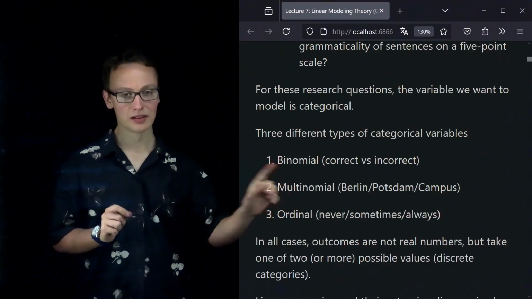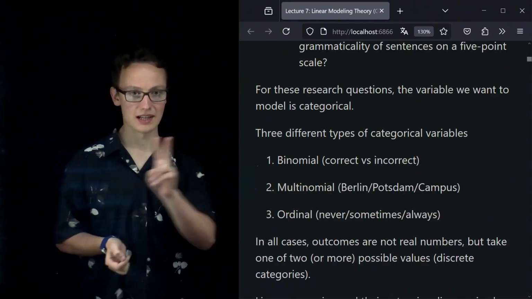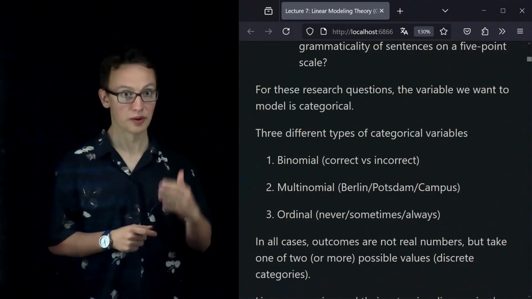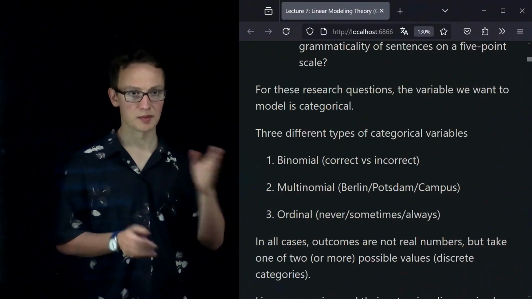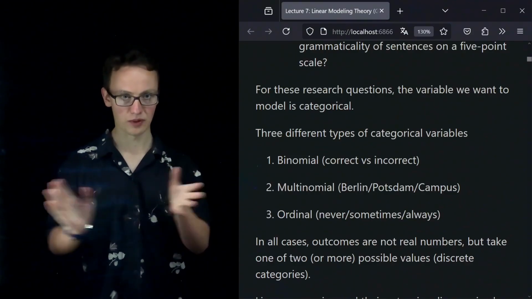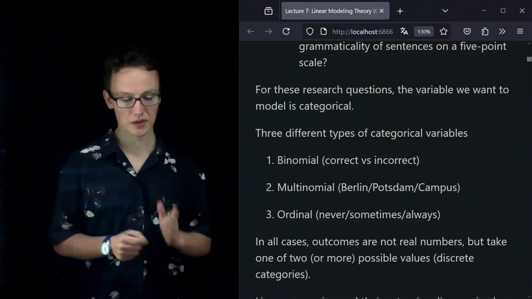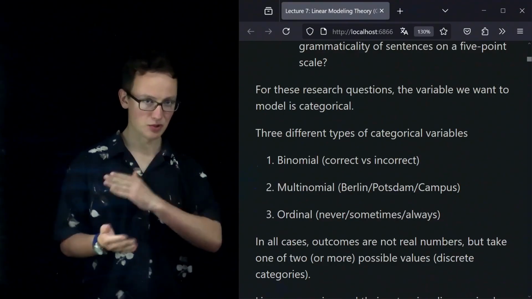So binomial variables would be those where we have exactly 2 levels, okay? Multinomials, those where we have more than 2 levels, so 3 or more, for example, Berlin, Potsdam, or campus, the place of residency. And ordinal categorical variables would be the ones where the levels have some intrinsic order, okay?